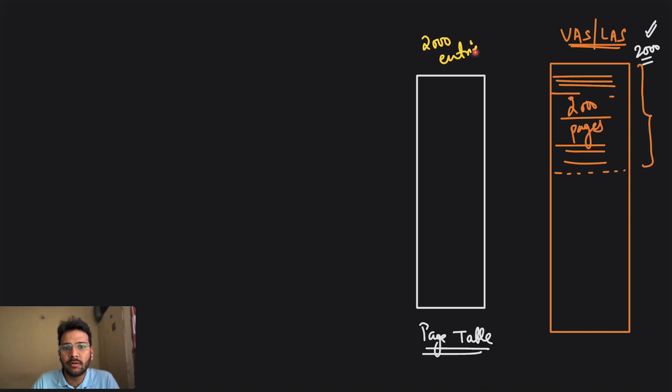2000 entries would be there because we know every entry is pointing to one page which is present in the main memory frame, correct? Every entry of this innermost page table is pointing to the physical memory frame that is storing that particular page. We know this concept, right? So if 2000 unique pages are there, 2000 entries would be there. Now what?